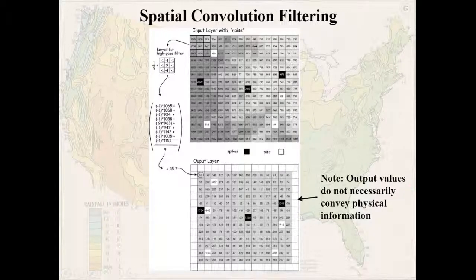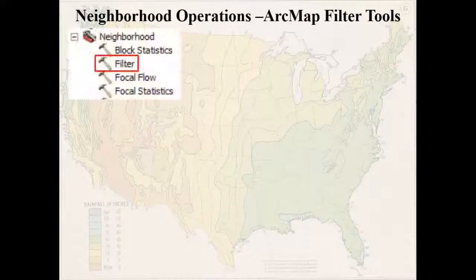Remember, when you do the filtering, you're multiplying your input by a number which is a kernel, and that number doesn't have any real physical information, so your output's not going to really have any physical information. It's just going to tell you where certain spatial features are, not what the values of those features are.